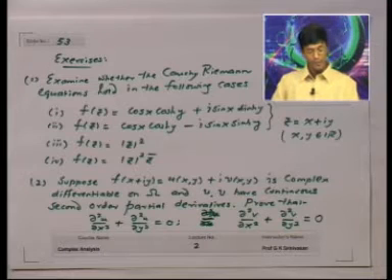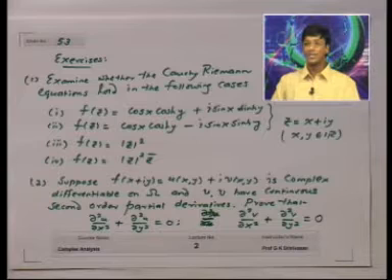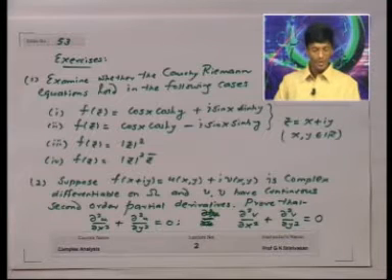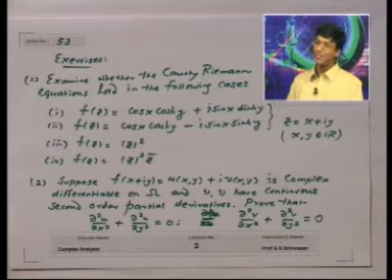Third part is f of z equal to mod z squared. We already finished this problem. Mod z squared is x squared plus y squared. And the fourth problem is mod z squared z bar.